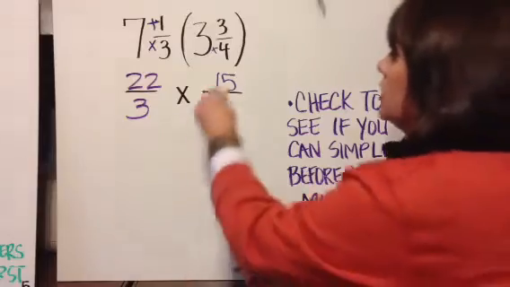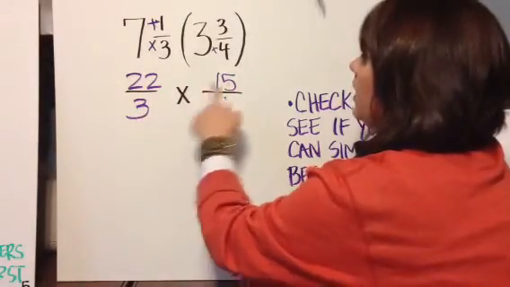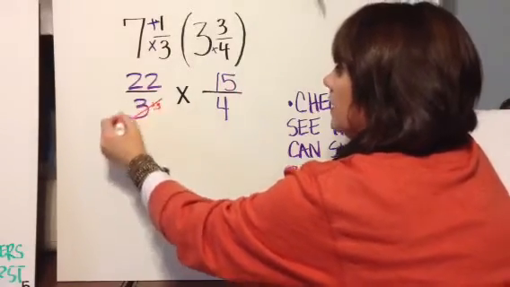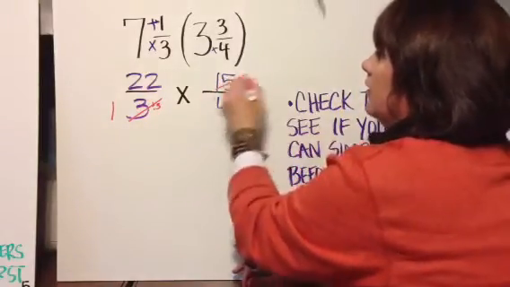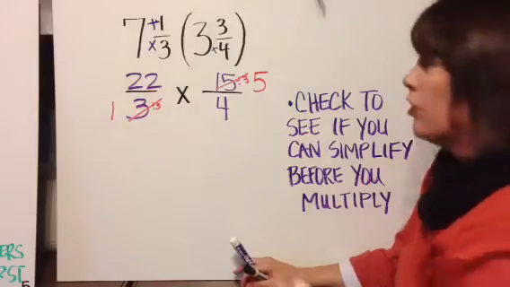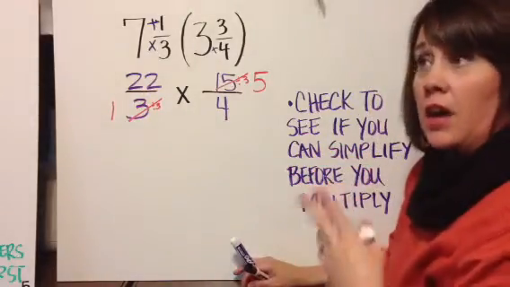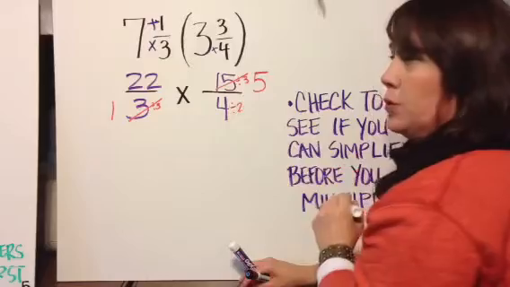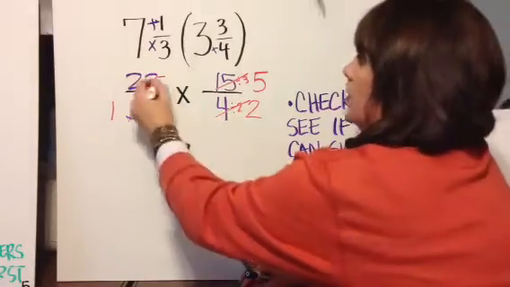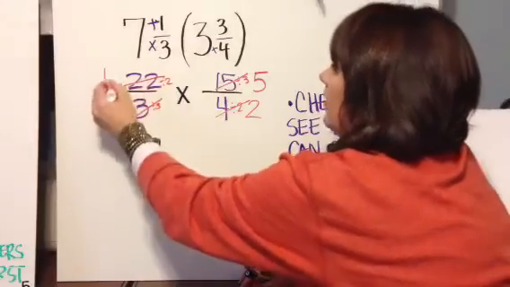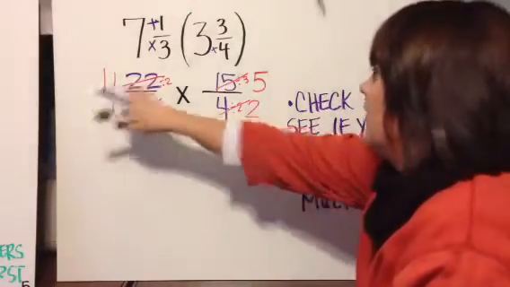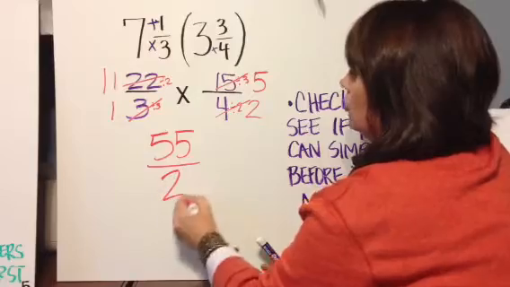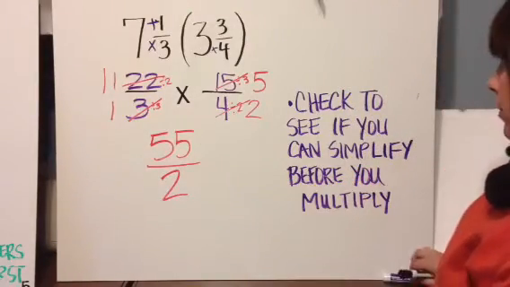And again, we look at the numbers that are diagonal to one another. And I know that 3 will go into both 3 and 15. 3 goes into 3 one time. And 3 goes into 15 5 times. I can also check the other diagonal, 22 and 4. I know that since these are both even numbers, I know that 2 goes in. So I'm going to divide 4 by 2, and that gives me 2 whole. And 22 by 2, and that gives me 11. And so now I have 11 times 5, which is 55, and 1 times 2, which is 2. And again, I've got an improper fraction.